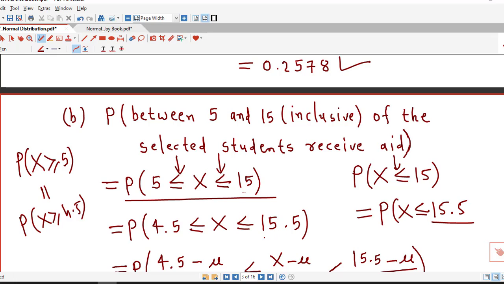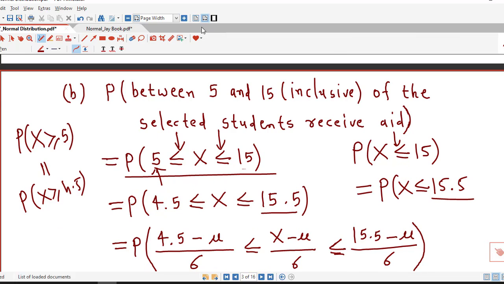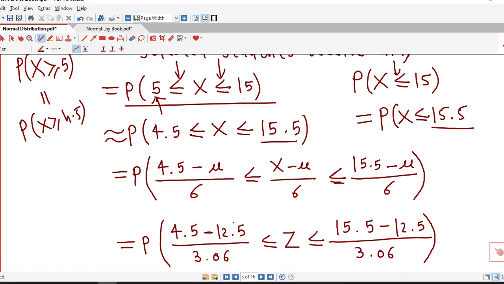So here we add 0.5 and here we subtract 0.5. So this is approximately equal to, this is not exactly equal to, we are converting discrete probability in terms of continuous probability. So this we can rewrite as probability that 4.5 less than or equal to capital X less than or equal to 15.5. Now we standardize by subtracting mu and dividing by sigma.